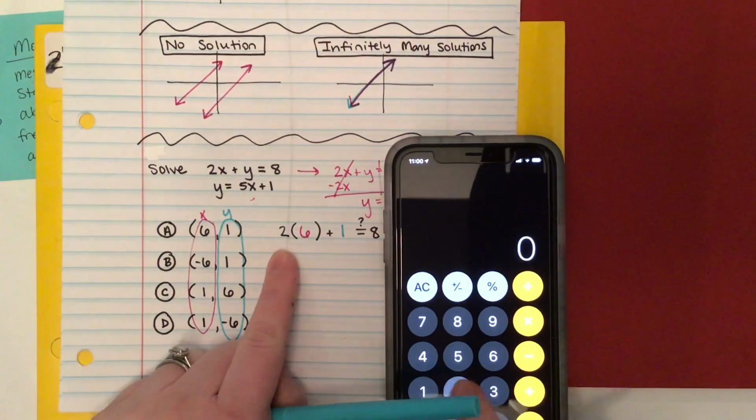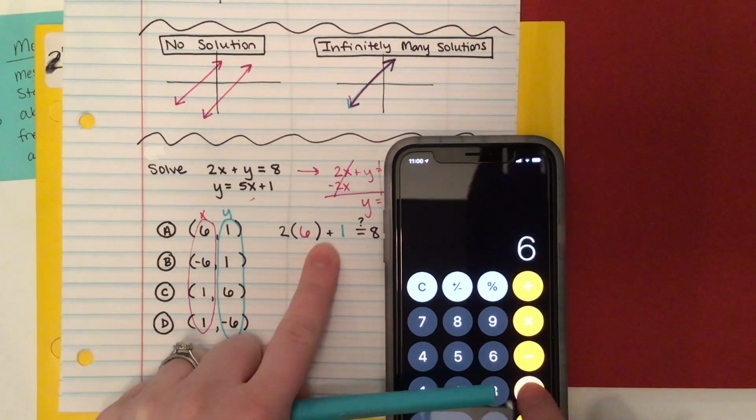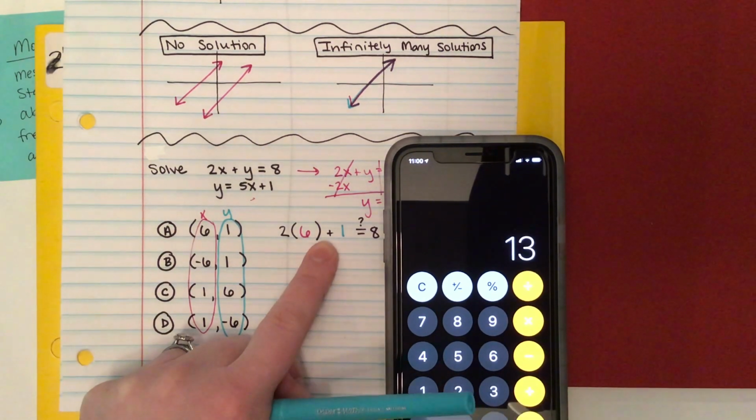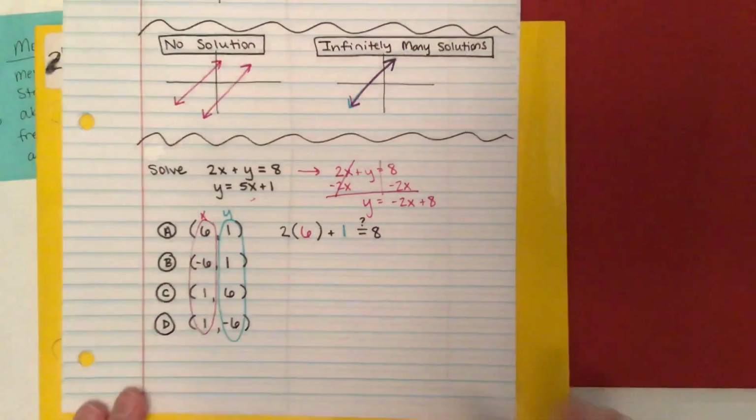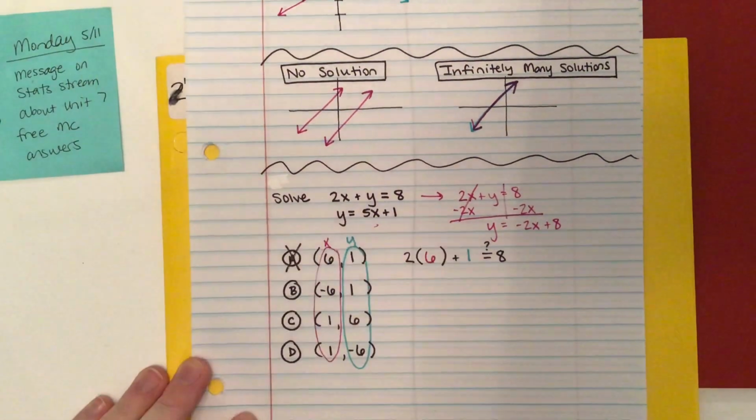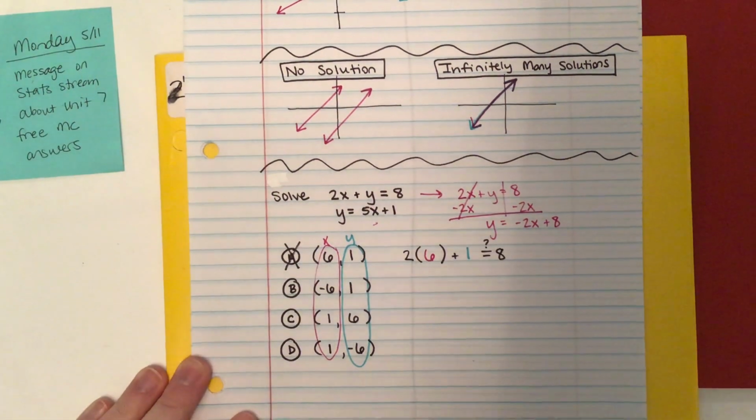We're doing 2 times 6, and then I'm adding 1, which is definitely not 8, right? Hopefully some of us could have done that in our head. So A, not the answer. So I'm gonna keep doing that until I get one that works.